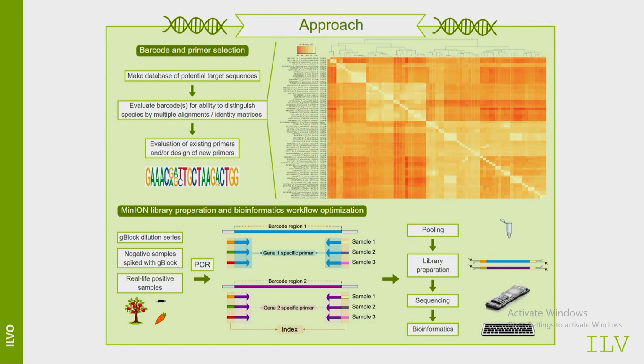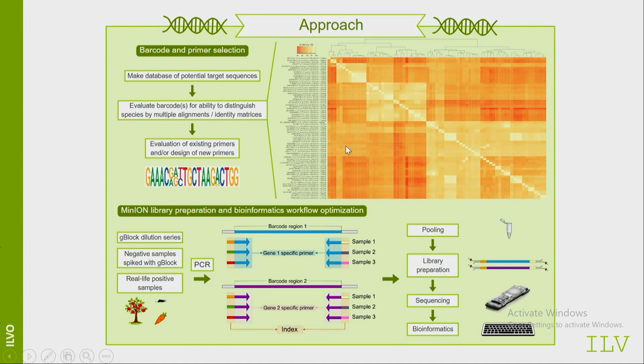The barcode selection is based on a literature review on the available sequence data, as well as on newly developed identity matrices, for which you can see an example on the slide. This is the full-length 16S identity matrix of Phytoplasma, where the darker red colors signify more sequence diversity among species.